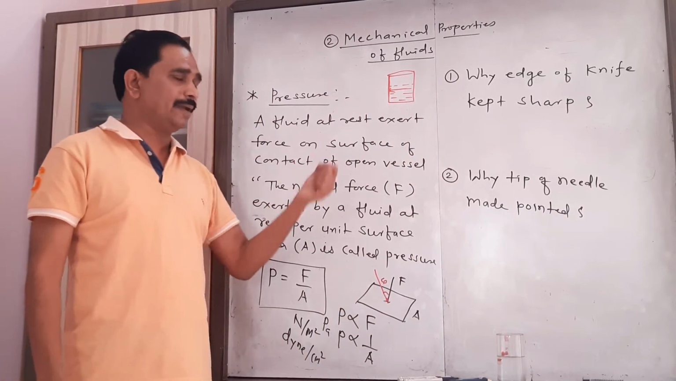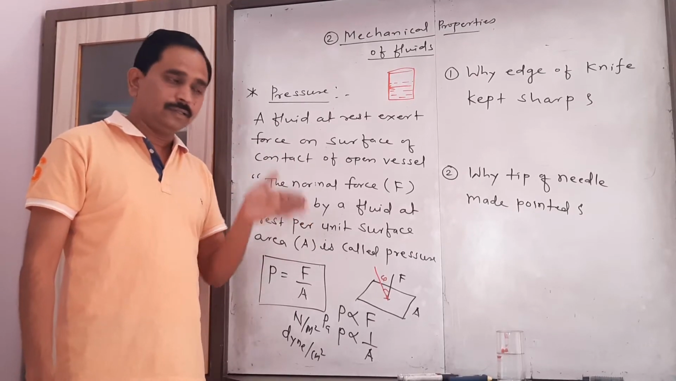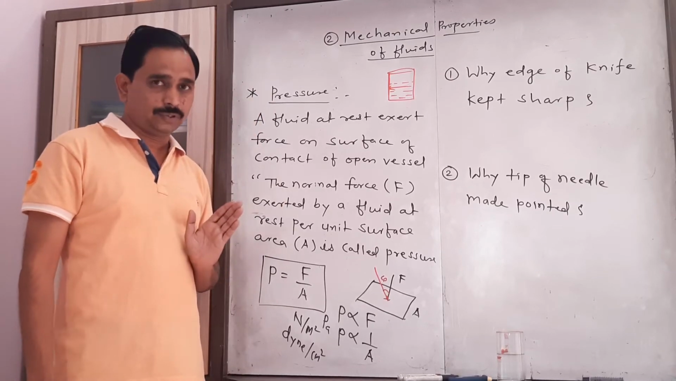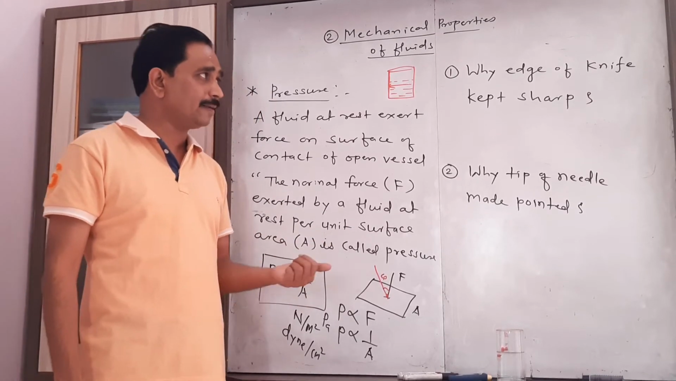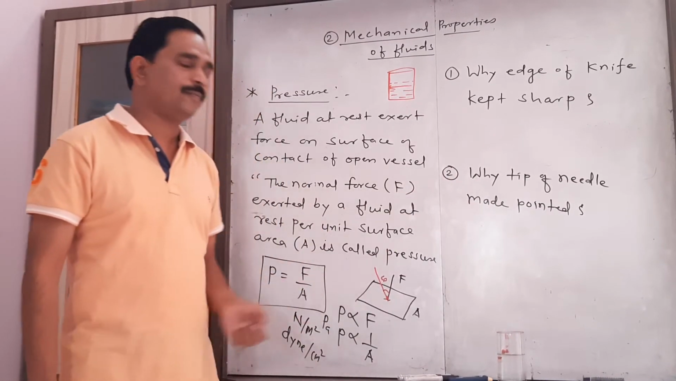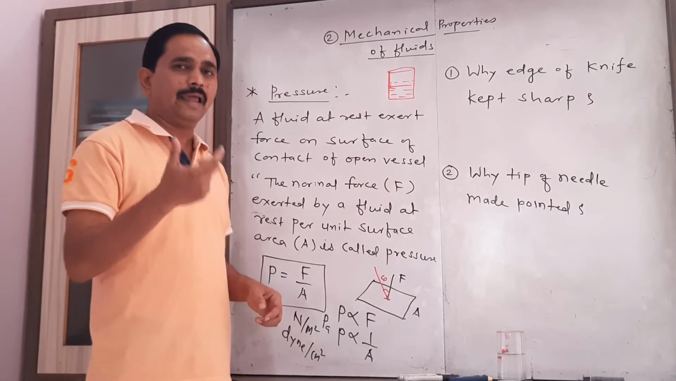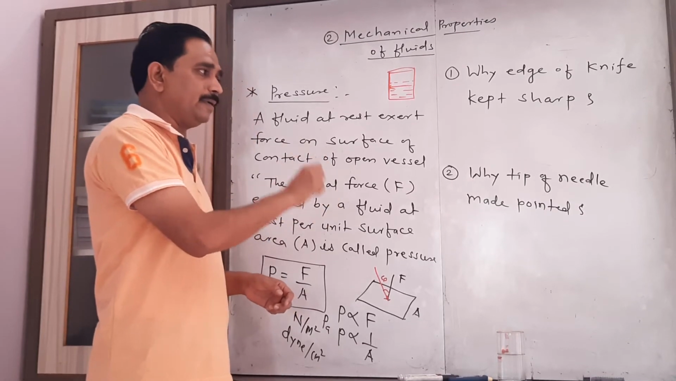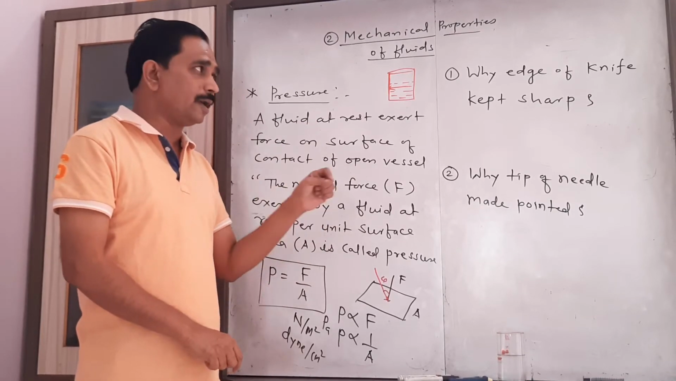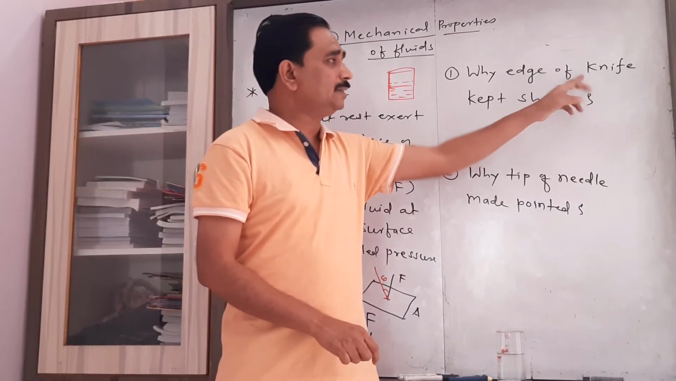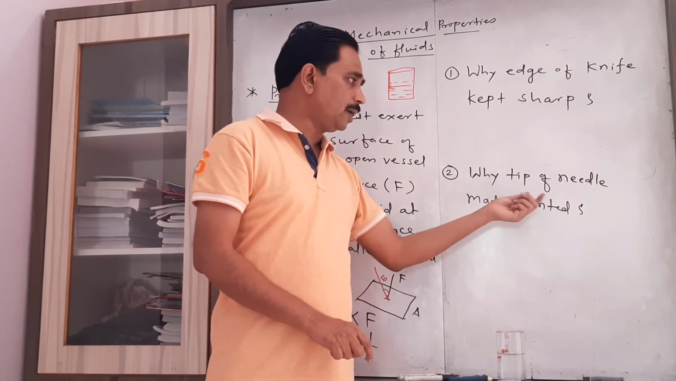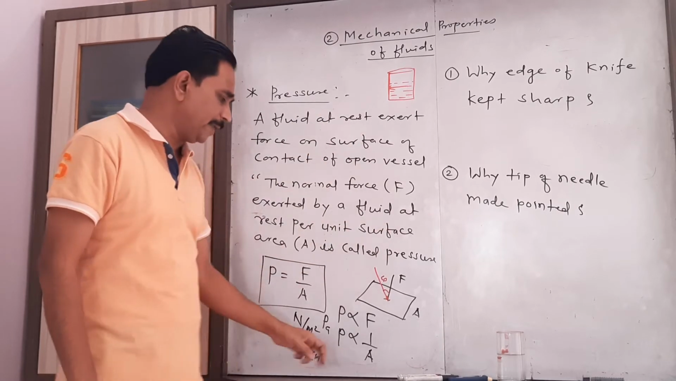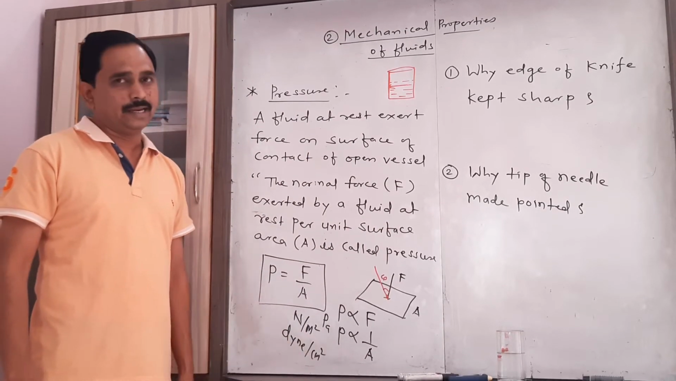Why is the edge of the knife kept sharp? Just to cut fruits as well as vegetables easily by applying a small force, so that the pressure is greater. And why is the tip of the needle made pointed? With less force applied, if the tip of the needle is pointed, it has a smaller area. So in both cases, the sharp knife edge or the pointed tip of the needle, the area reduces. If the area reduces, then the pressure increases.